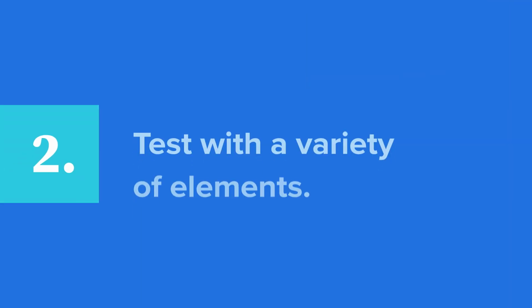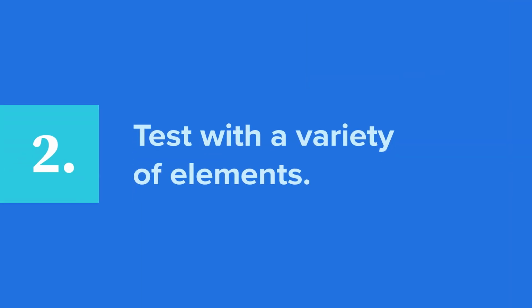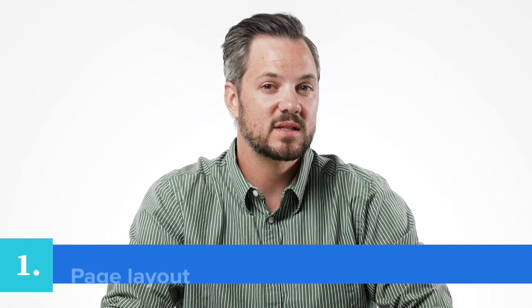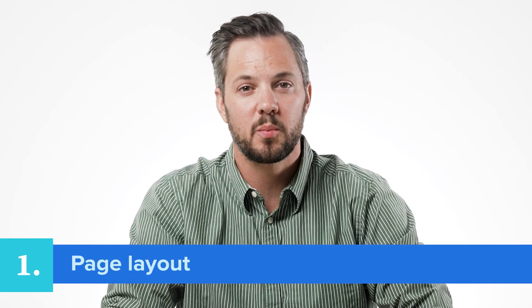Second, test with a variety of different elements. Some of these elements include page layout. You can create a split test to know whether a picture or button should be on the left or right side of the page, or if a double column website works better than a single column version. Number 2, images. You can also create an A/B test to figure out whether product pictures attract more people than stock images, or if illustrations are better than photographs.